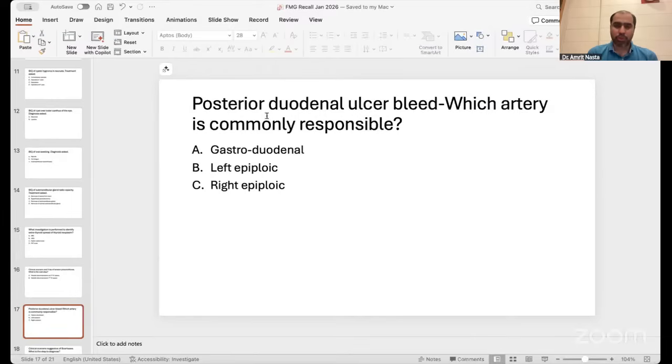Easy question. They've given there is a D1 ulcer on the posterior wall which is bleeding. What artery is affected? Gastroduodenal artery. So that is an easy one.